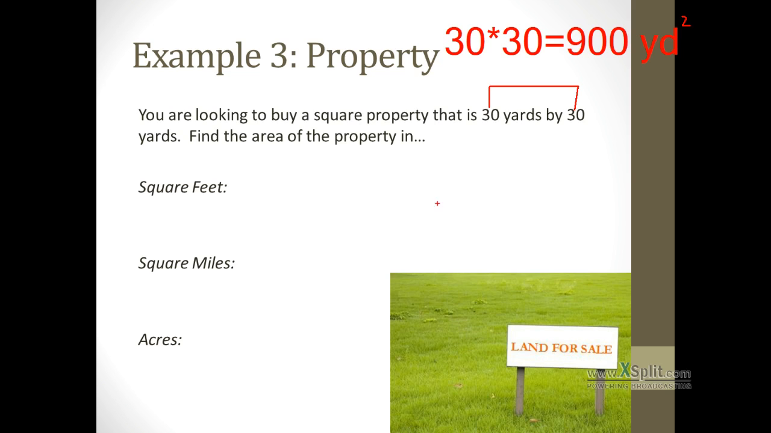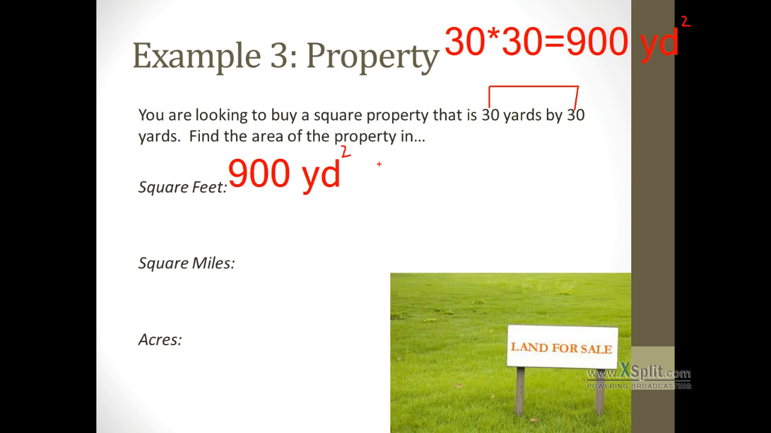Here's the mistake I see a lot of people do. Please don't write this next bit down. The mistake I see a lot of people do is write 900 yards squared, and then they say, well, there's 3 feet in a yard, let's go ahead and multiply this number by 3, and you're going to get 2,700 feet squared.